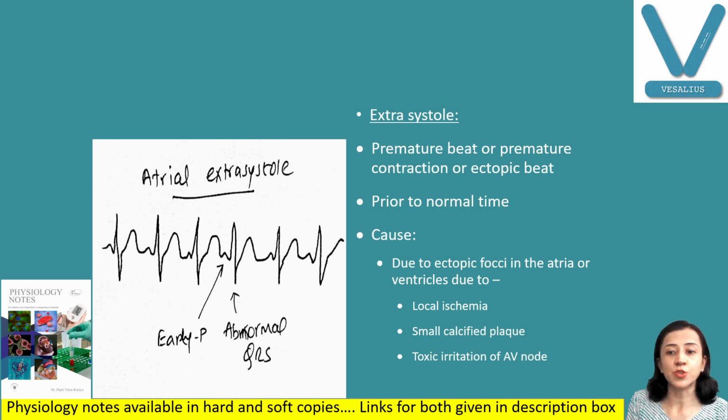What do you mean by extrasystole? It is any premature beat or premature contraction, also known as an ectopic beat, that is the contraction of the heart prior to the normal beat. You can see here, before the normal beat, an extra P wave or extra beat has come. What are the causes of ectopic beats or extrasystole? It may be because of any ectopic foci in the atria or ventricle, local ischemia, calcified plaque formation, or irritation of either the SA node or AV node.